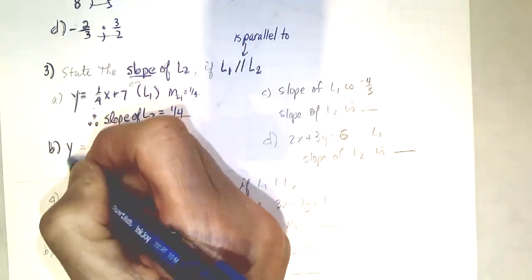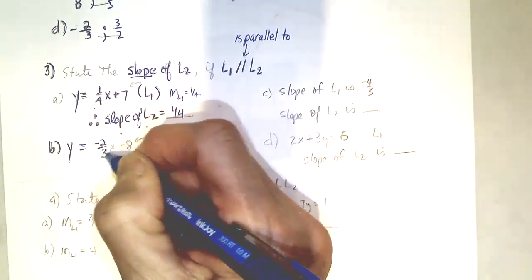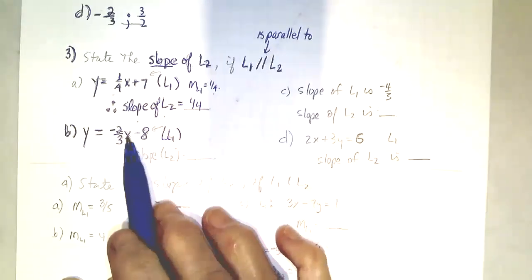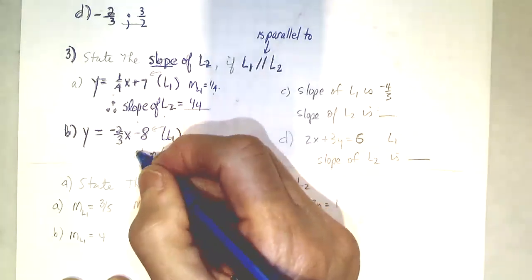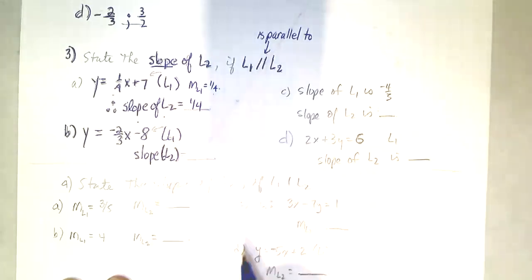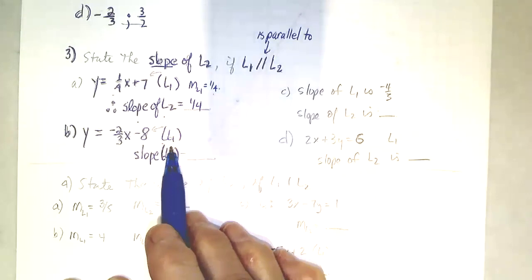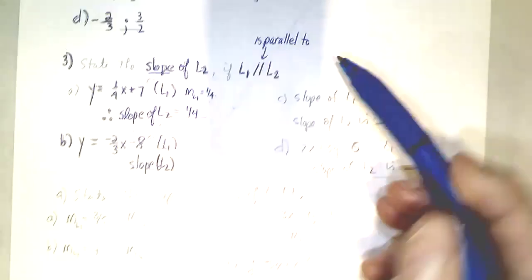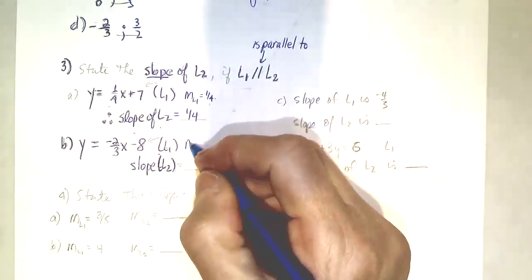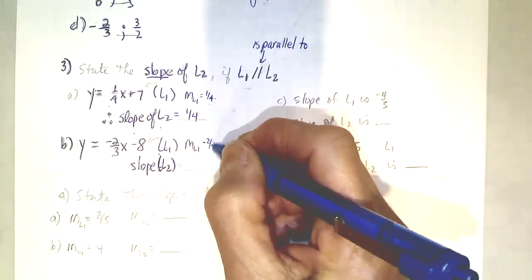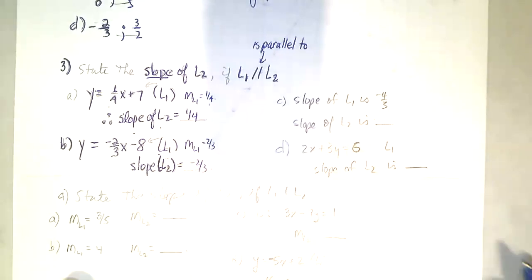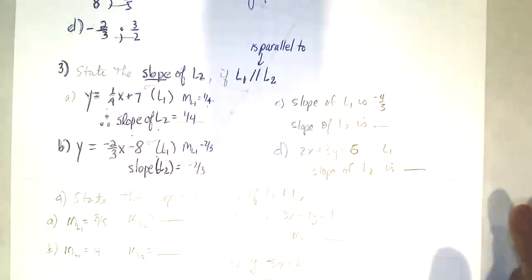Question B. The first line is described with this equation, L1. Okay? It's y = -2/3 x minus 8. L1 is parallel to L2. What would the slope of L2 be? Well, since they're parallel, because in this situation all of these pairs are parallel, if L1 has a slope of -2/3, then L2 has a slope of -2/3. It's a pretty straightforward idea. They have the same slope.